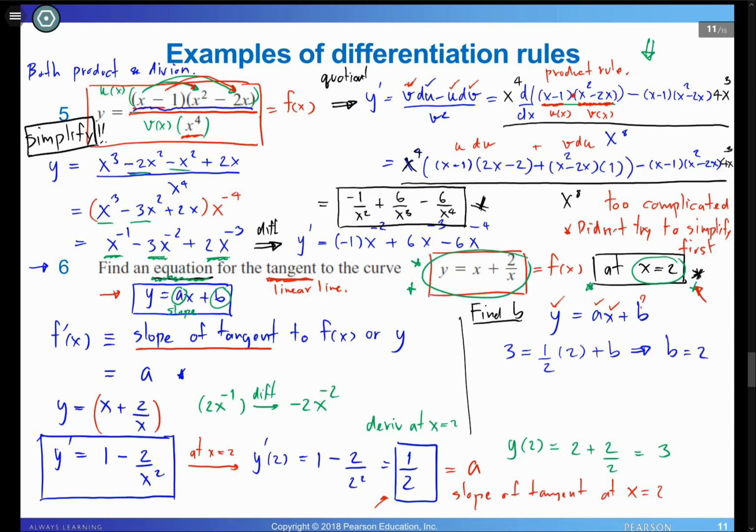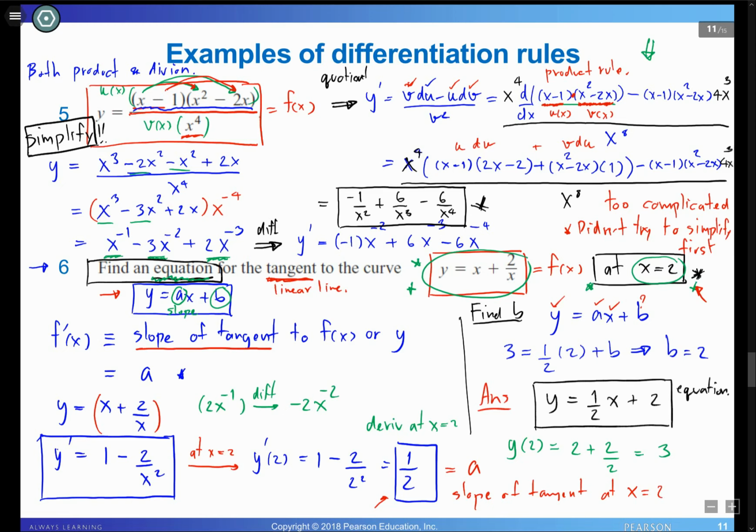Well, this is not the answer. Do not stop here. They ask us to find the equation. Back to the question. They ask us to find this, so we are supposed to give this to them. This is the equation: y equal to a, which is 1 over 2, x plus b, which we found to be 2. And there you go. This is the equation of the tangent to this curve at x equal to 2. Don't forget that we are supposed to find that. And that is the last example of today.